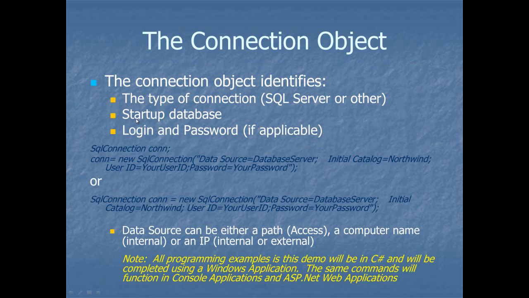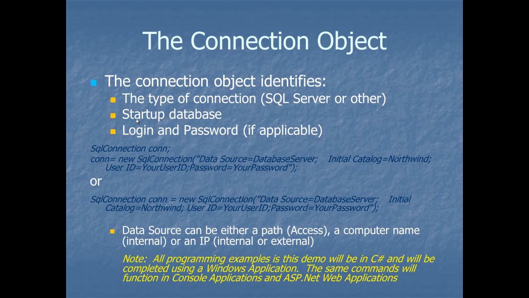So let's start from the very beginning, and we're going to do baby step examples of each one of these. The connection object. The connection object is very important. What it does is it identifies the type of connection that we're going to deal with. It identifies the startup database that we're going to connect to, and then a login and a password if applicable. Now what does that mean? Well, if you have a local database like in Access or in SQL Server Express, you may not have a login and a password for that. You may just get to your data directly. So you don't have to always have a login and password. But the fact of the matter is, folks, the vast majority of what you're going to deal with is going to be a login and a password.